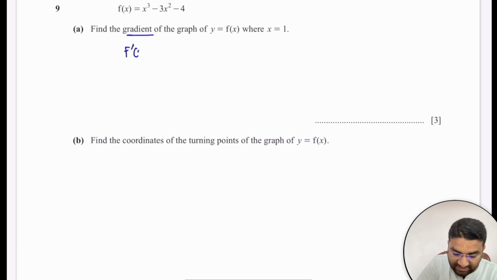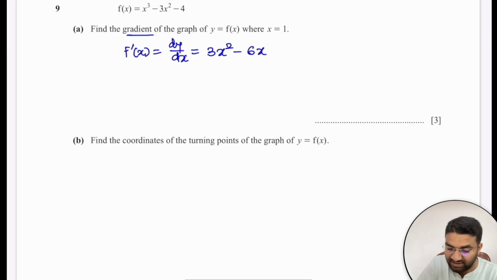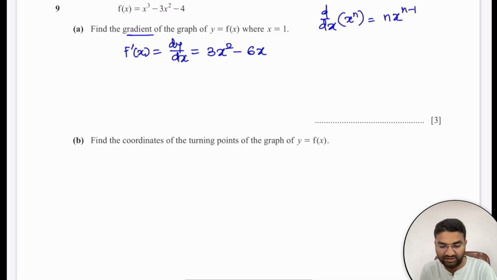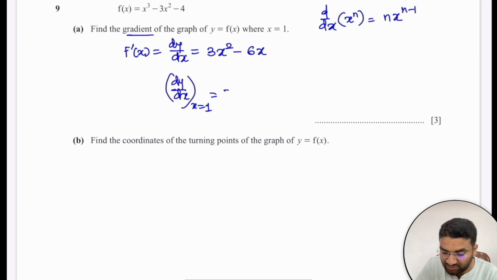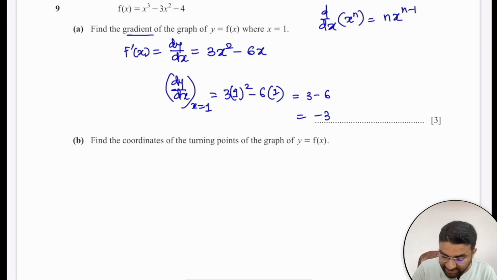Firstly, f dash of x, meaning dy by dx, is equal to 3x square minus 3 times 2, 6x, and the gradient of a constant is 0. Basically we are using the d by dx of x raised to n formula, which is n x raised to n minus 1. Then dy by dx at x is equal to 1 is 3 times 1 square minus 6 times 1, which is 3 minus 6, which is negative 3. That is the right answer.